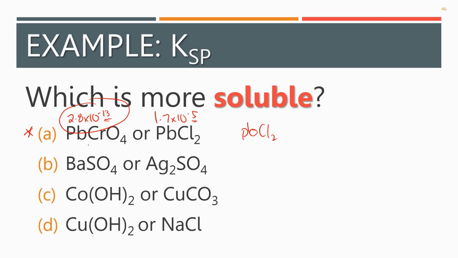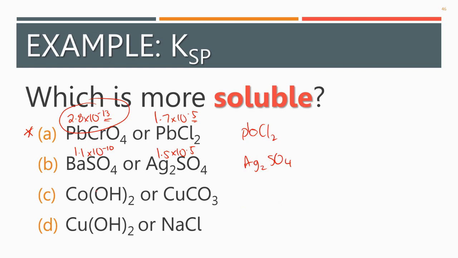Okay, so barium sulfate is 1.1 times 10 to the negative 10. And silver sulfate here is 1.5 times 10 to the negative 5. So Ag2SO4 is much more soluble.